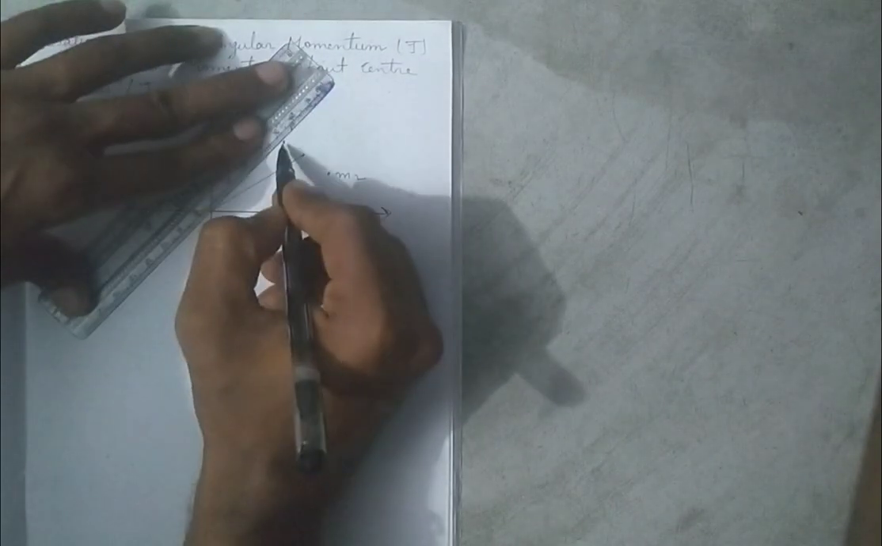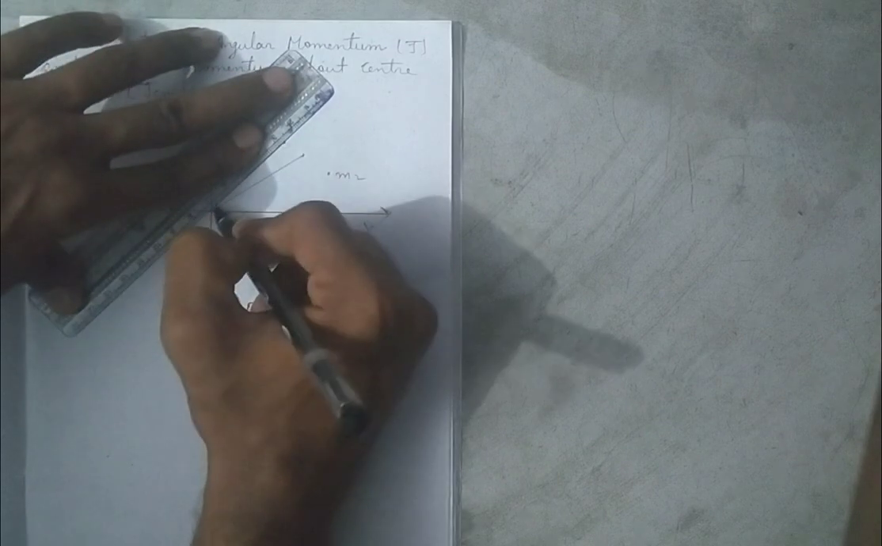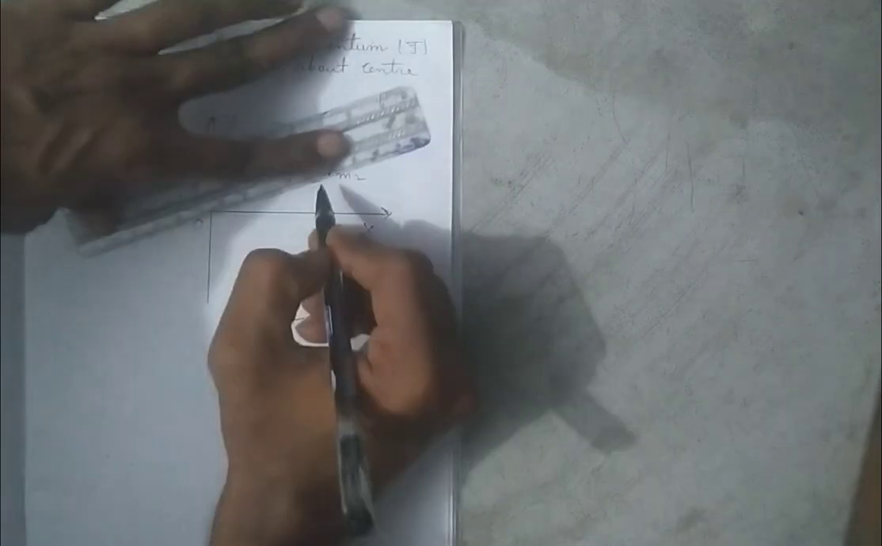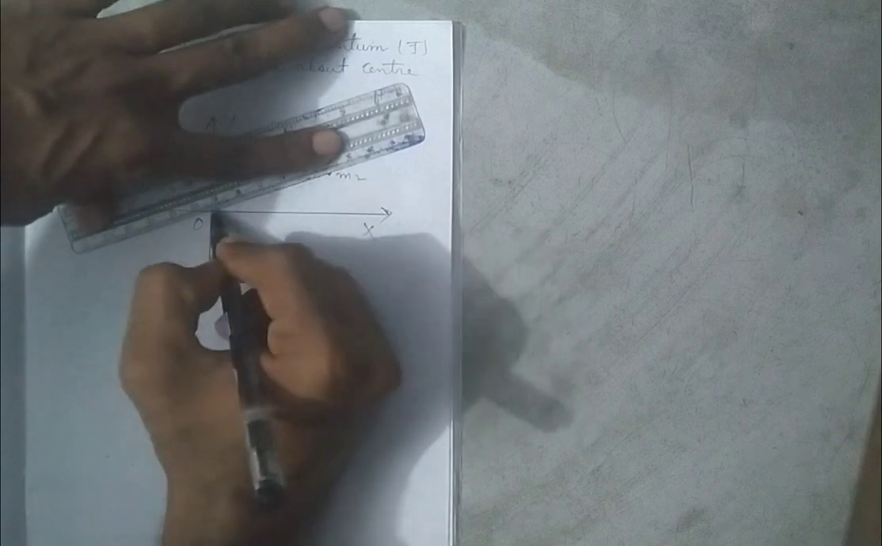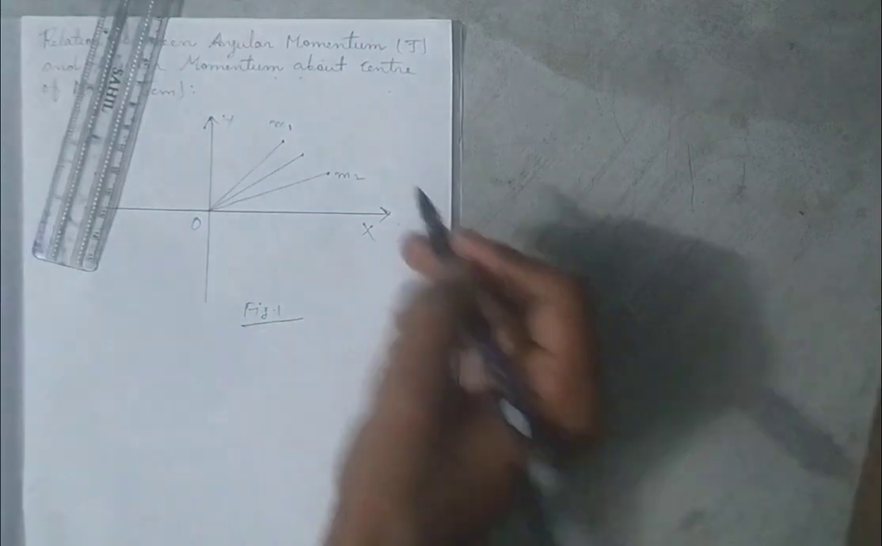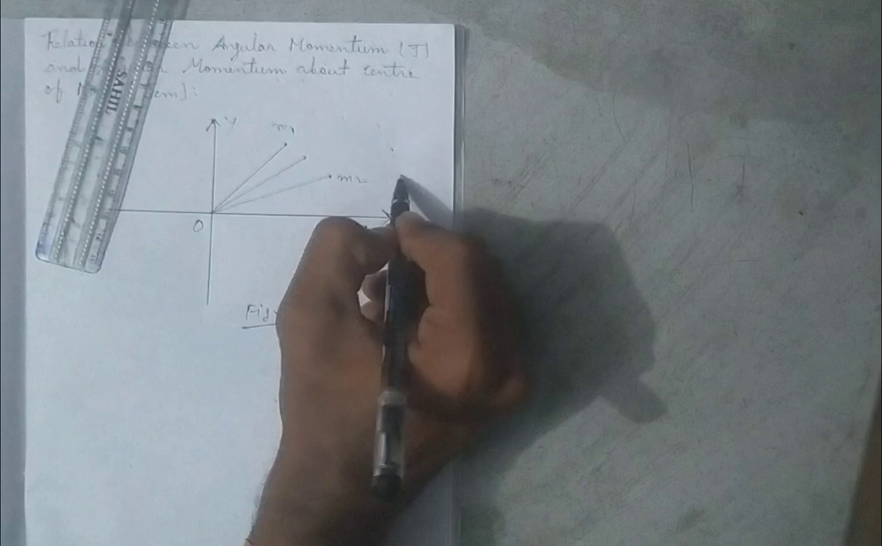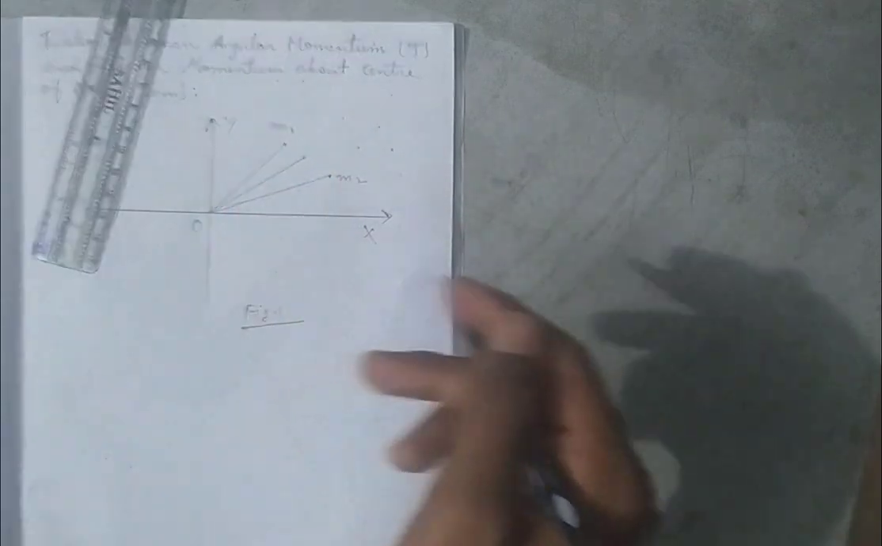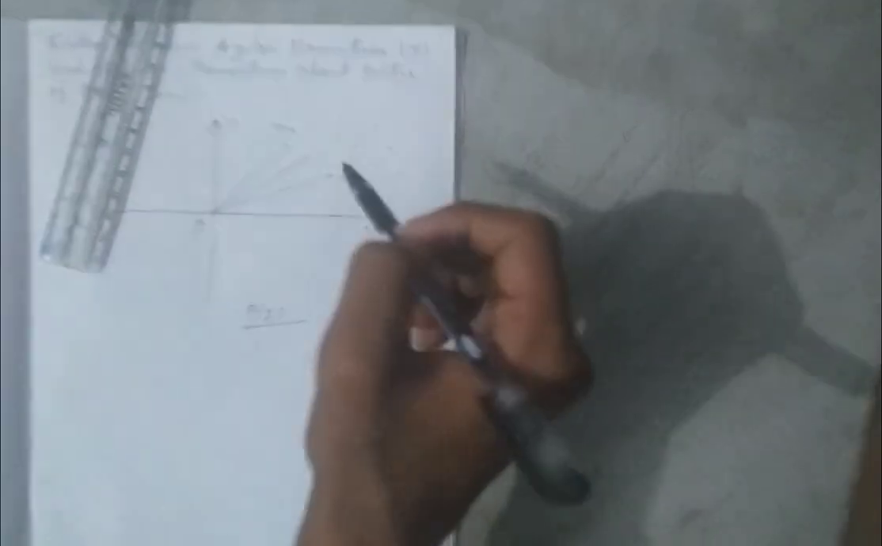So let's join the masses with the origin. This is the origin again here. We can take a lot of particles like here, and like that we can take a lot of particles, but here we're taking just two particles because we want to keep it simple. Okay, this is the center of mass.